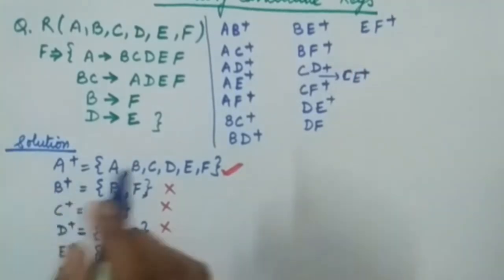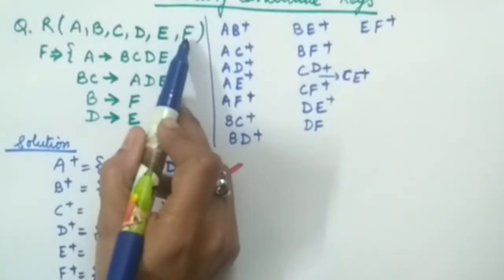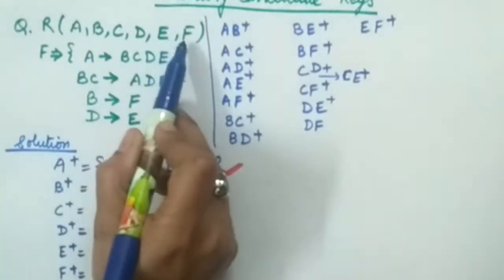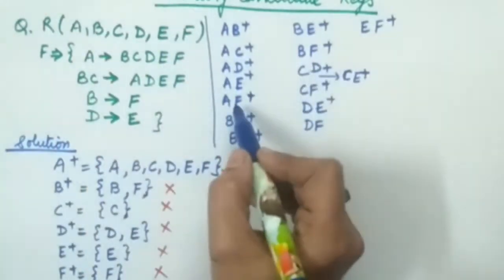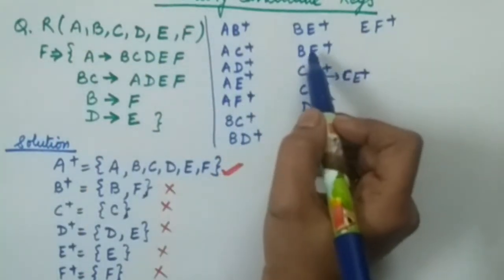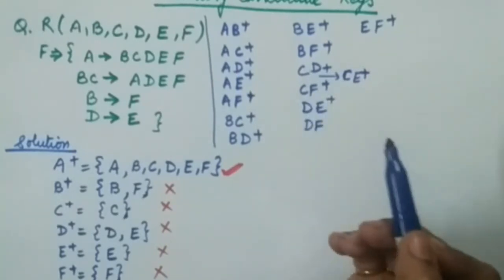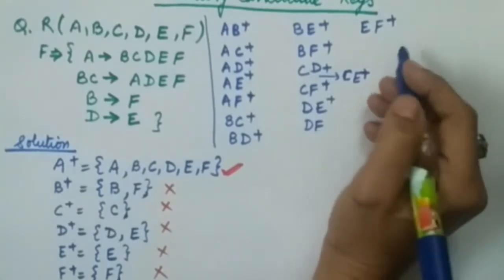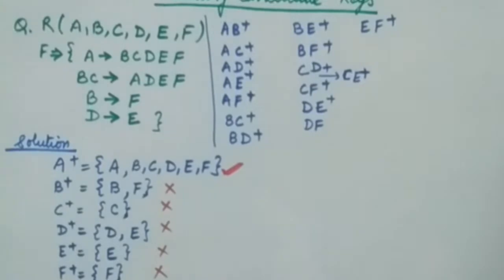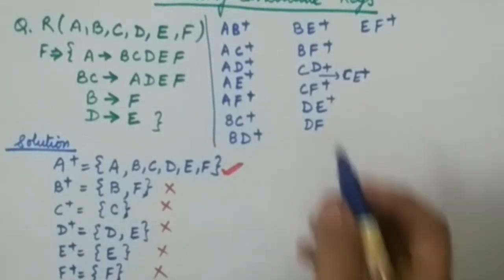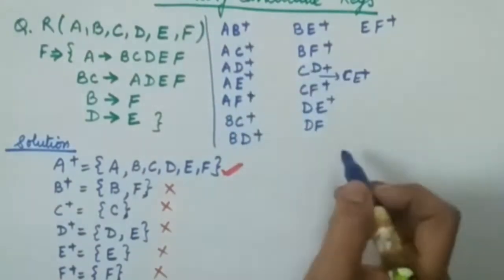Closure of E, F. Next comes the last attribute F. With F, I will combine with all the other attributes. F, A taken. F, B done. F, C done. F, D done. F, E done. So I have taken all the possible combinations with two pair keys. Now I will take out the closure. I will find out the closure of all these keys.